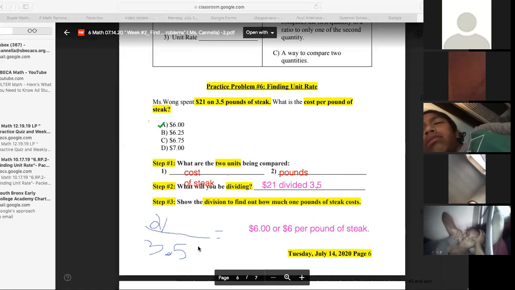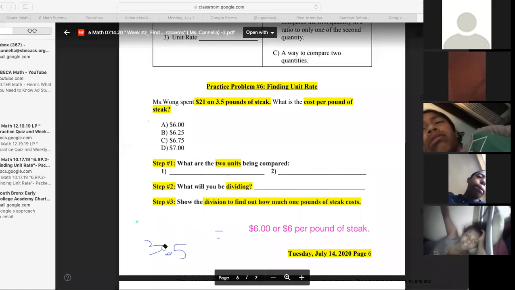So $6 per pound of steak. So you're gonna pick choice A. Are we good? All right, let's go through the exit ticket, then I'm going to put it up on the Google Classroom, and all of you will complete it.